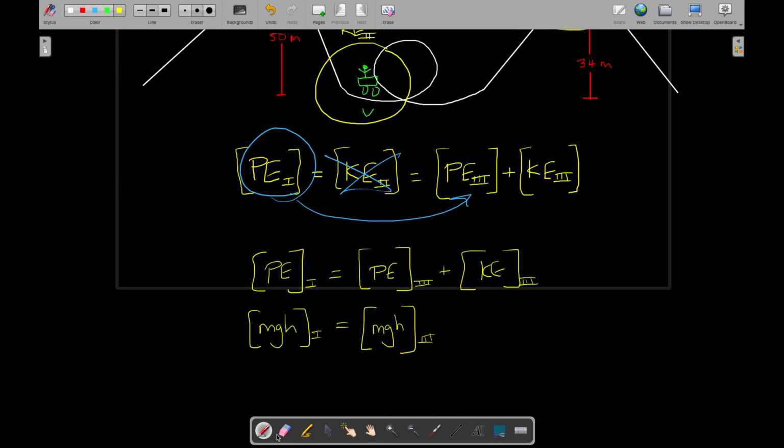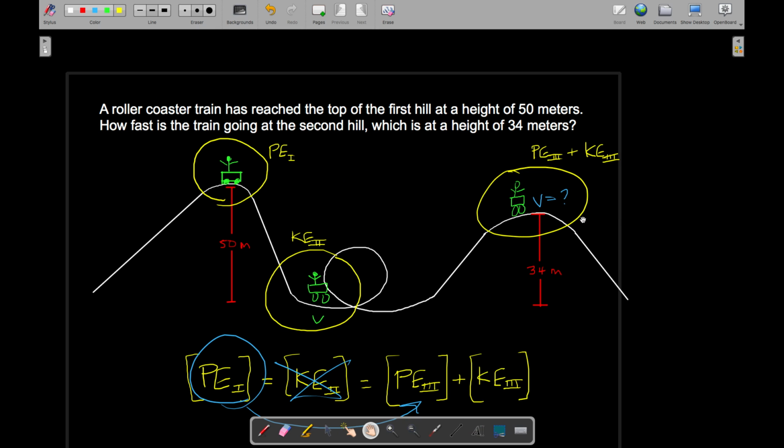All right, let's go ahead and break down the kinetic energy. For that one, we get mv squared over 2. I'm actually going to write velocity squared in a different color because we're asked to solve for that. So we're going to say velocity squared over 2, just like that. And this is for situation 3, where the train is on the second hill, which is this one right here. So this is situation 3.